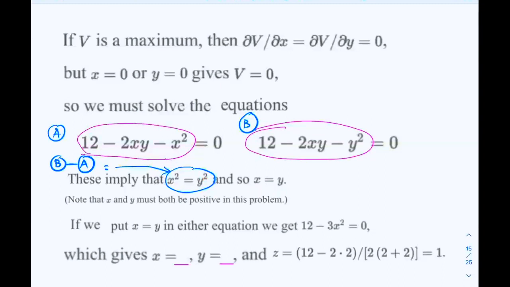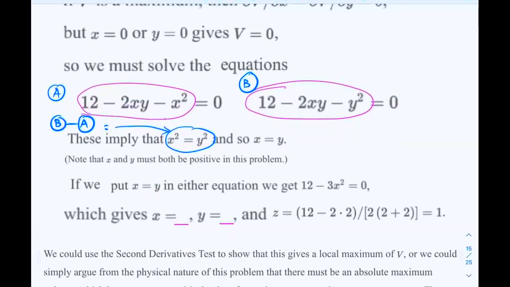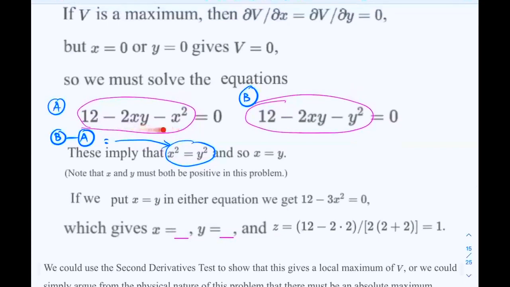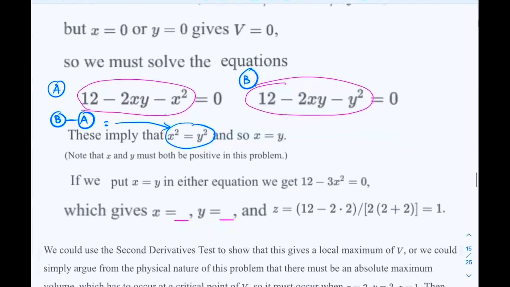Why is it not plus or minus y? Because x, y, and z are the dimensions of the box, right? Can they be negative? No, they cannot. So x and y have to be positive. Now you go back and put x equal to y into this equation, and you get this. You put it in the other equation, you also get this. From here, can you tell me what x equals? Solving this equation, x squared should be equal to 4, so x equals 2. It has to be positive. And with x equal to 2, y will also equal 2, because x equals y.